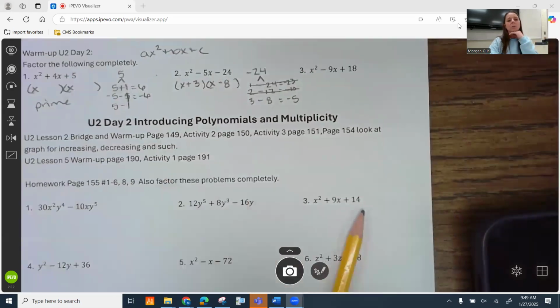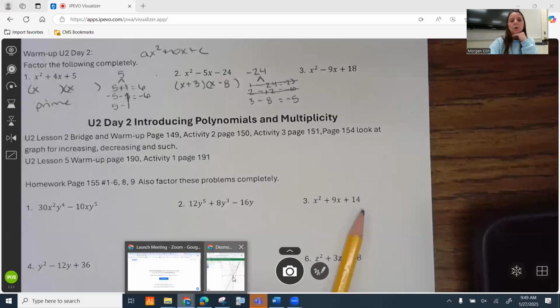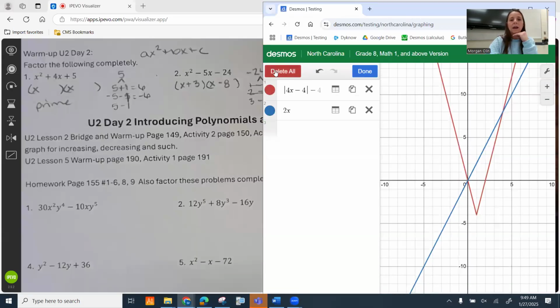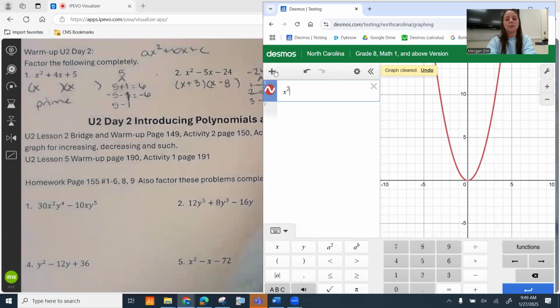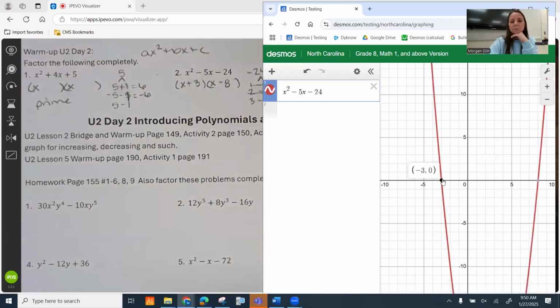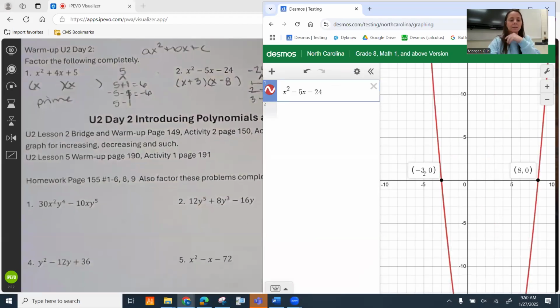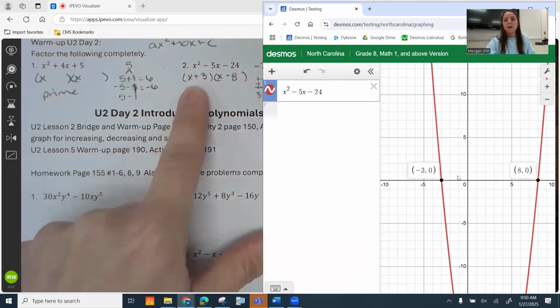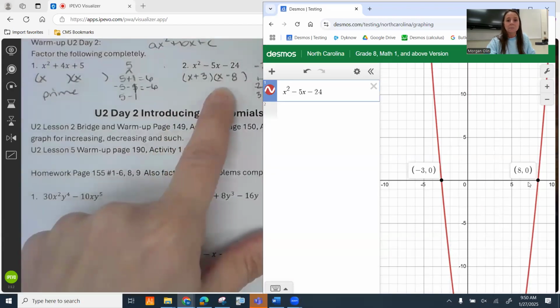Now, if you're having trouble and you don't know your factors, we can go to our graph right here. You can say x squared minus 5x minus 24. If you find the x-intercepts, -3 and 8, but think opposite. If that's -3, you're going to put an x plus 3. If that's a +8, you're going to put x minus 8. So think opposite on it.